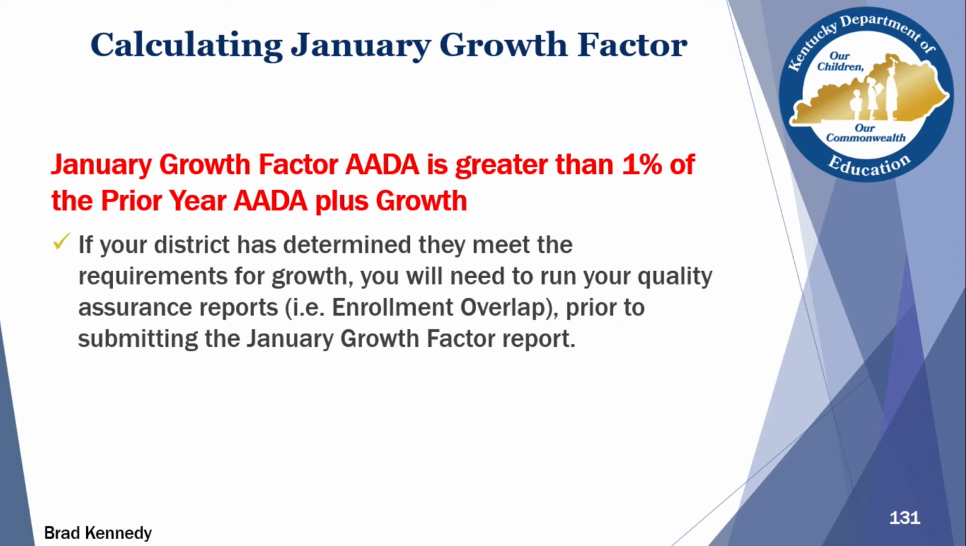There's a complete checklist of quality assurance reports in the January growth factor manual, which will be posted on the KDE webpage. It's the same things, again, that you do for growth factor or for SAR, like the enrollment overlap, missing T codes, things like that. Just a reminder that we can't process a growth factor, January growth factor, SAR, or anything with any enrollment overlaps greater than 1 day.